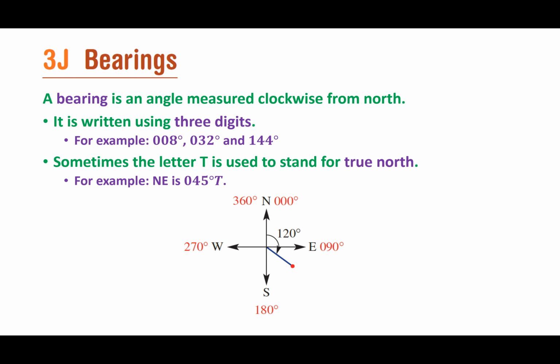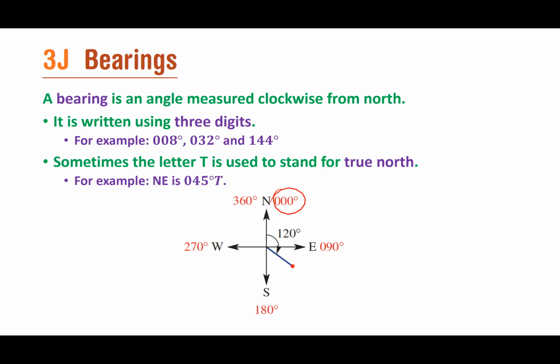Okay, sometimes the letter T is used to stand for true north. Okay, so basically, when we say true north we're talking about, well, how far is it from that north spot? So, for example, northeast is 045 T, or 045 degrees T, because it's 45 degrees from that north direction, okay? So have a look here.